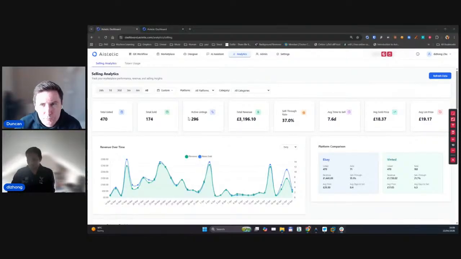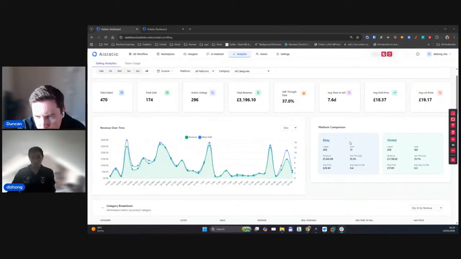Basically, you can see the basic item performance over the last few days, weeks, months, or all time. We pick a shop like this one: how many items have been listed, how many items have been sold, revenue, sell-through, and average time to sell. Average time to sell is from when you publish until the item is bought. This data is very useful, and the average item sold price too.